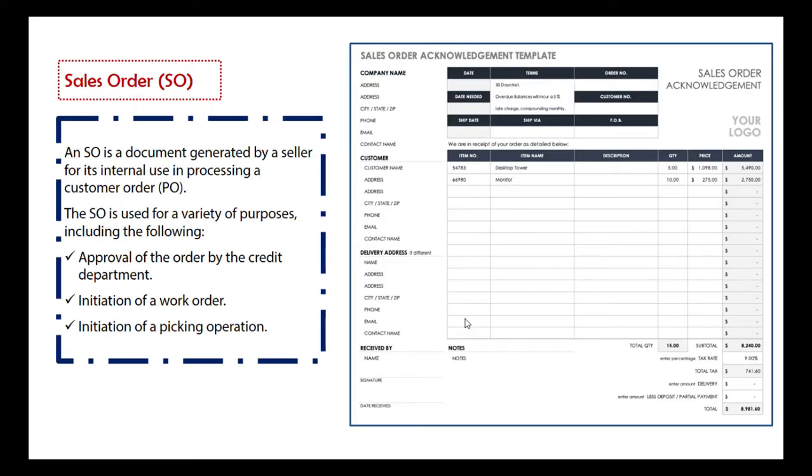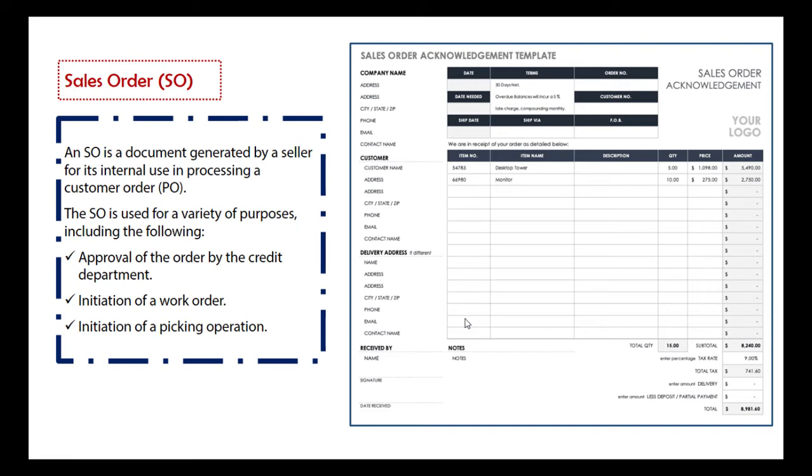We now look at a sales order. A sales order is a document generated by a seller for its internal use in processing a customer PO. When the seller issues a quotation, the buyer issues a PO. The PO received by the seller is an external document coming from the buyer. It might not suit the business's criteria or documentation. So the business has to convert it into a sales order for a variety of purposes, including approval of the order by the credit department to determine whether the company is still in good standing to be offered credit.